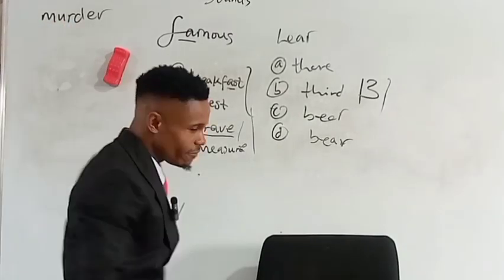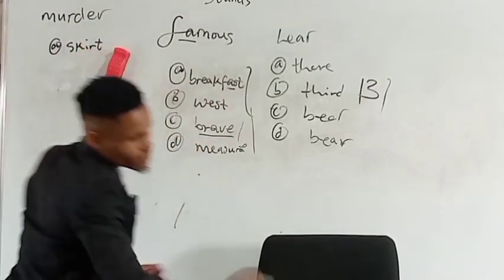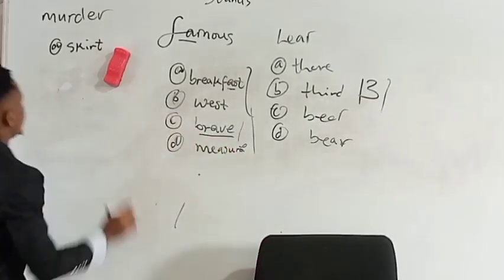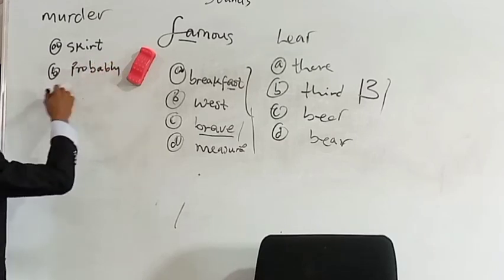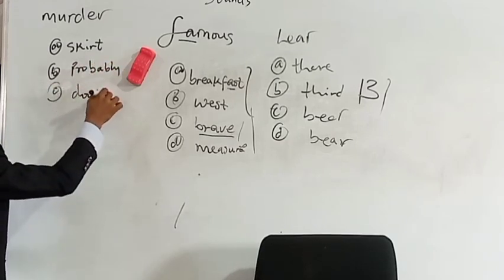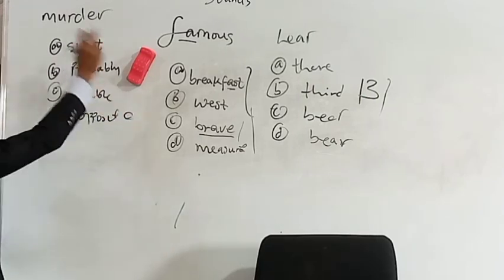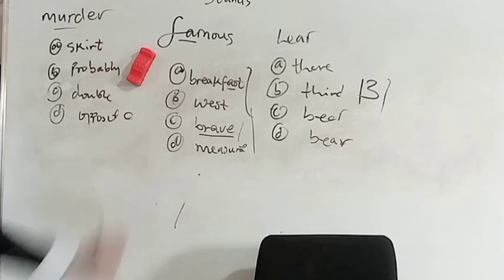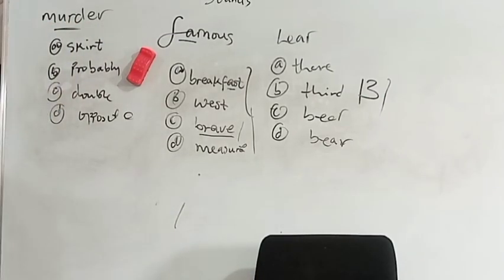Okay, so we now have a skirt. We now have probably double and opposite. B, probably. C, double and opposite. And D, opposite. Now, which one? This is the vowel we are looking for. And what is the vowel here? Pronounce it again. It's not O.